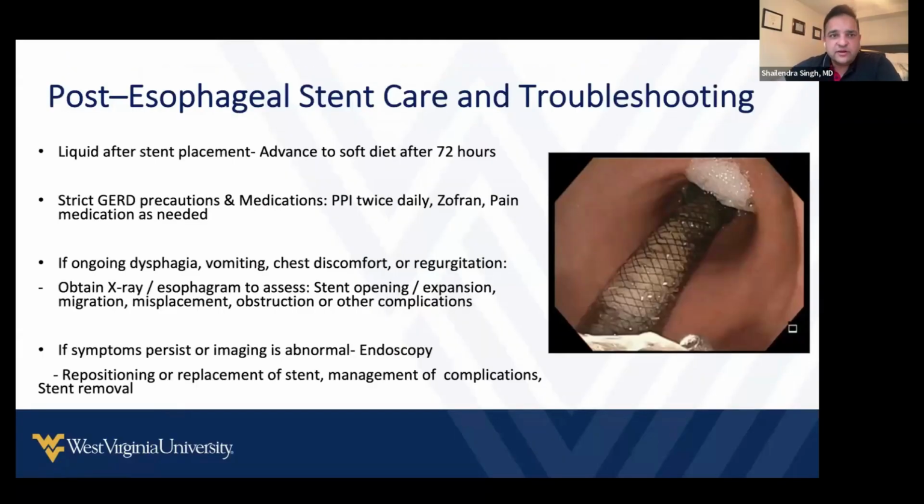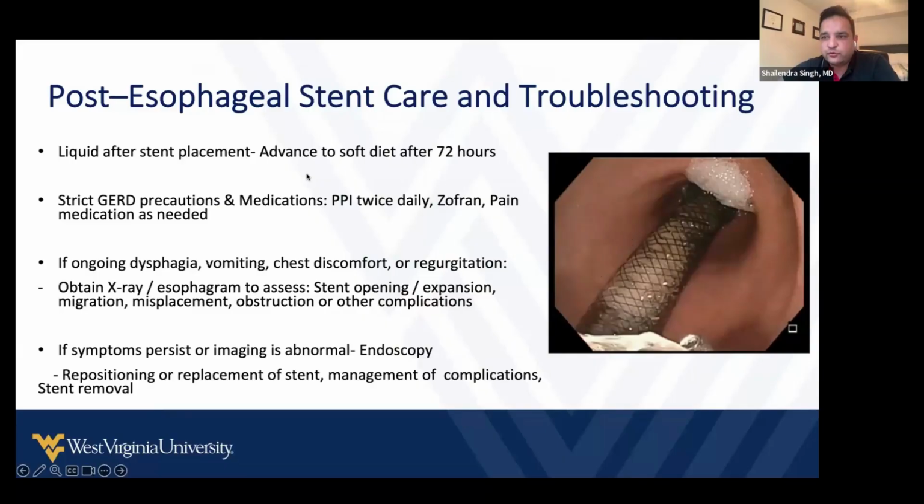So I think one important thing is placing these stents, but a very important thing is post-esophageal stent care. Now you can see this is a patient where the stent has migrated into the stomach, and this is on an endoscopy.